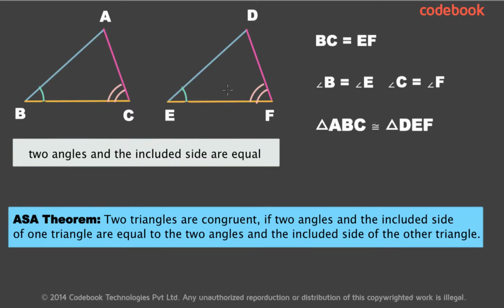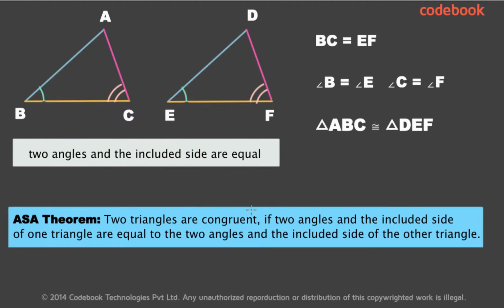So here we have two triangles ABC and DEF, and we have been given BC is equal to EF, angle B is equal to angle E, angle C is equal to angle F, and we are saying that these two triangles will be congruent if this is the case. Actually, this is called the ASA theorem, angle side angle theorem, and it states that two triangles are congruent if two angles and the included side of one triangle are equal to the two angles and the included side of another triangle. Because this is a theorem, we can prove it.